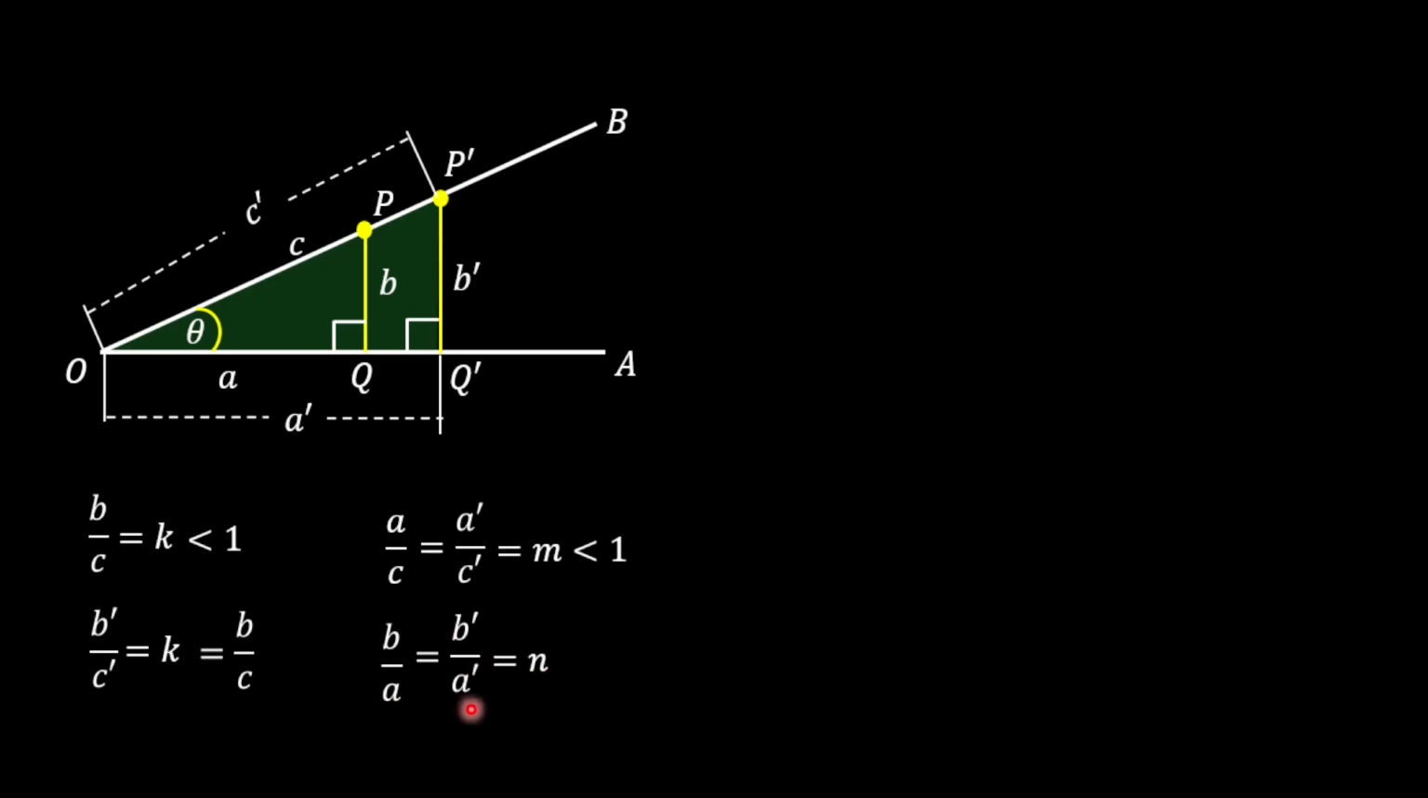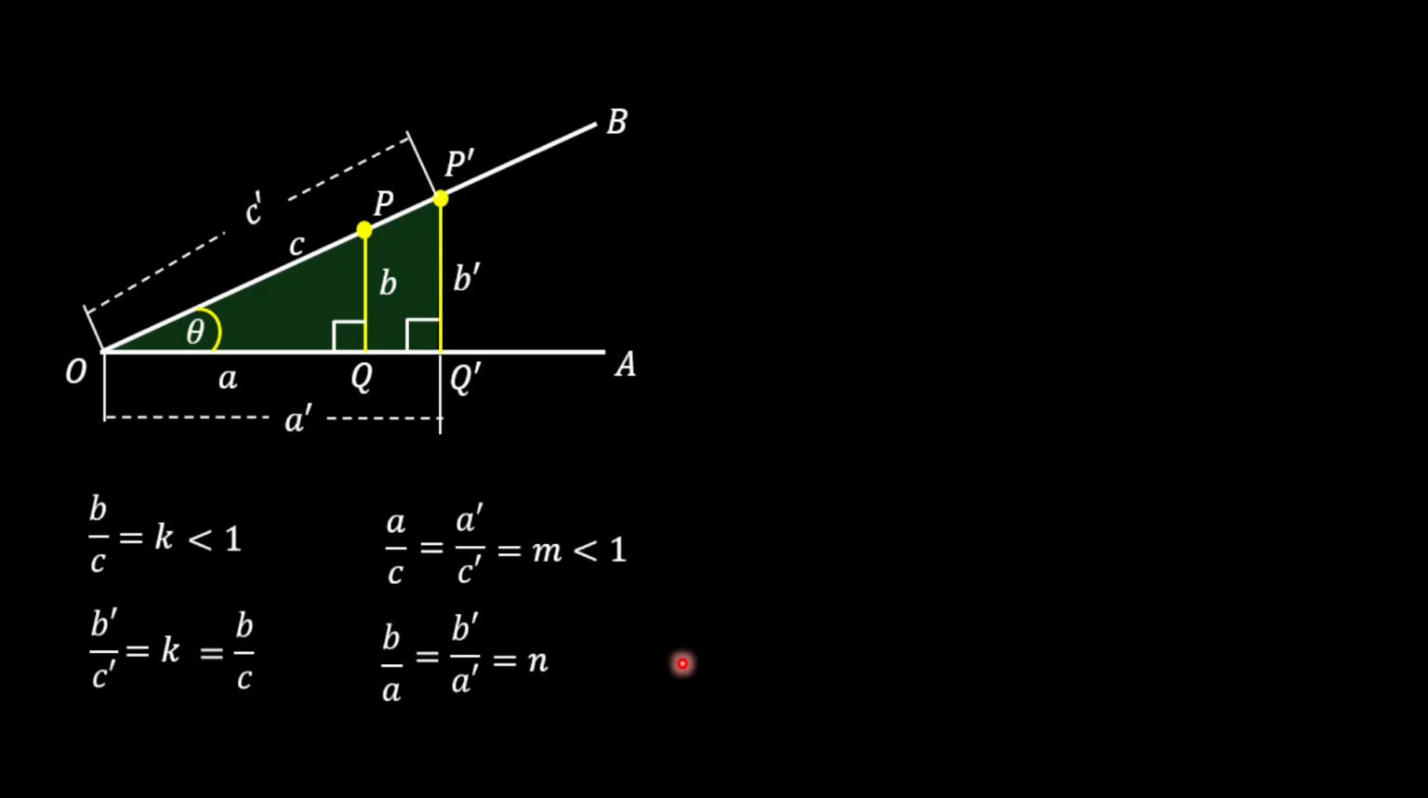This means that the ratios of the different sides of the triangles are completely independent from the choice of the point on line OB or from the choice of point Q, Q prime, etc. on line OA. So long as we are not changing this angle, these ratios remain the same.